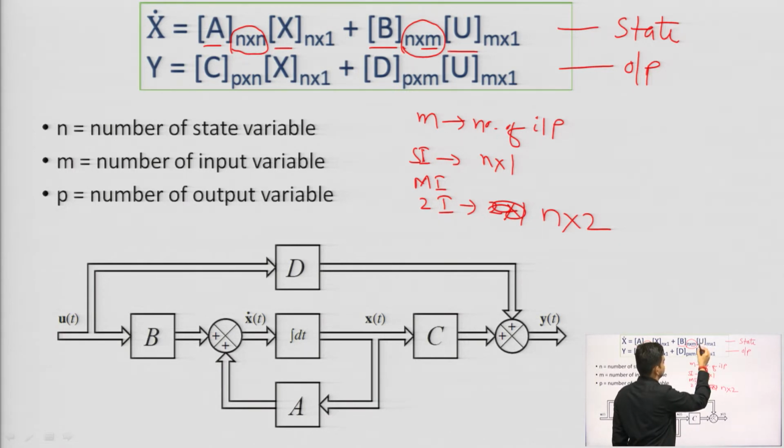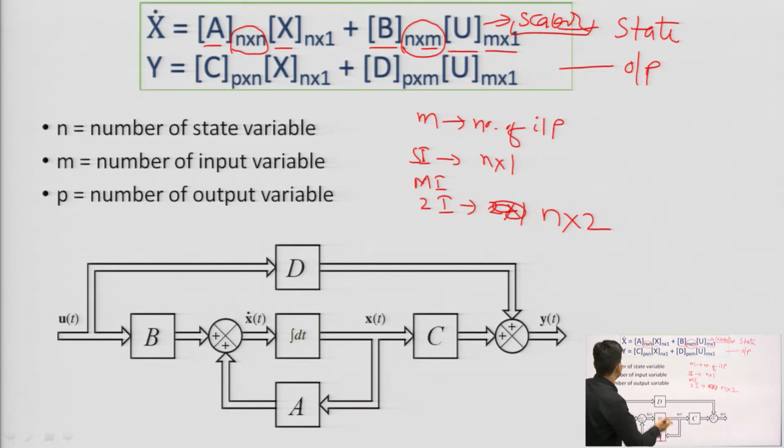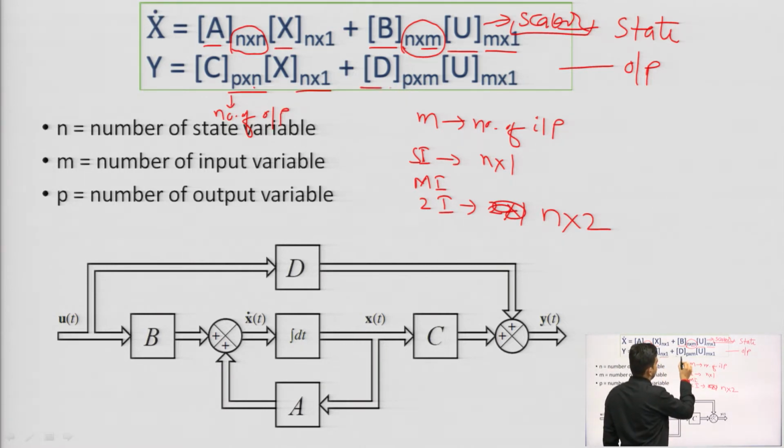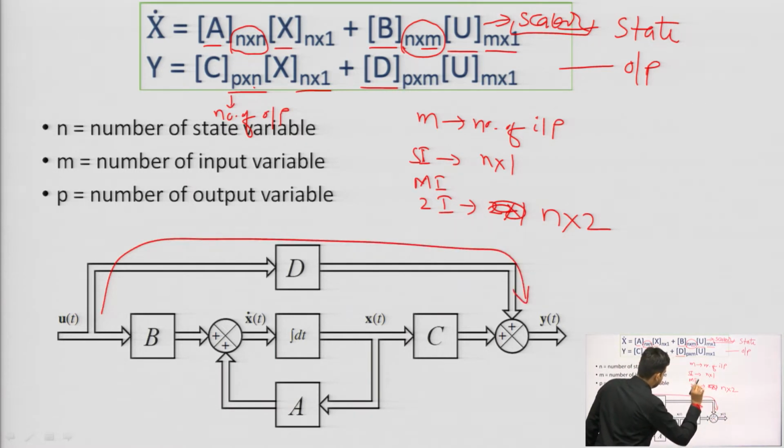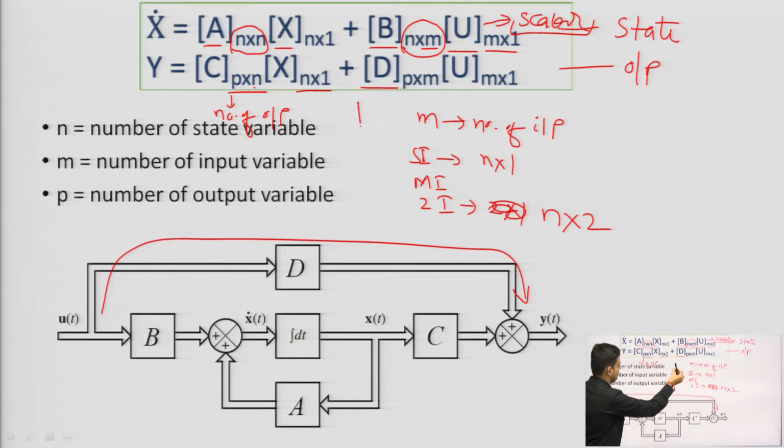U is the input vector, given by m cross 1, where m is the number of inputs. In the same way, y equals C x, where C is p cross n, p is the number of outputs, and n is the number of state variables. x is the state vector, and D is the feed forward matrix. I told you in the previous session that it is used to bypass the input around the system.